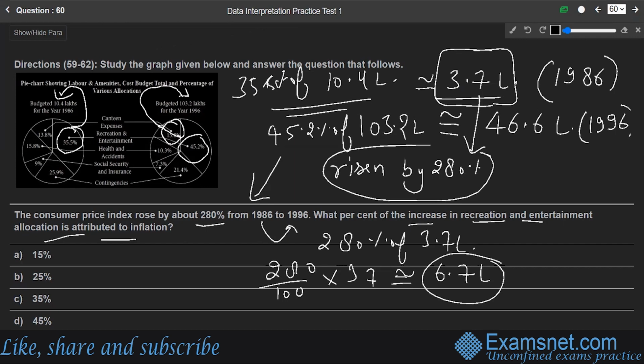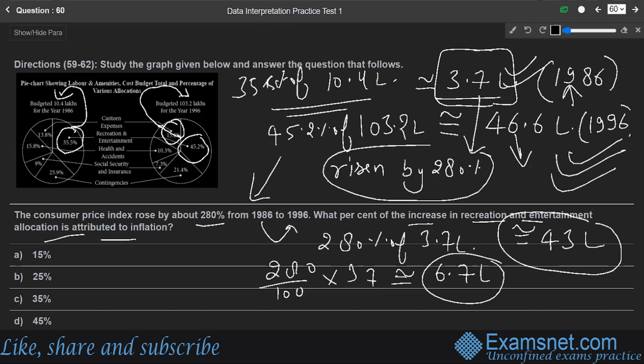Okay, now this is the 6.7 lakh, and let us find out the increase if the consumer price index was not in the picture. That would have been the value of 1996 minus the value of 1986. If we subtract the 1996 and 1986 values, this is 46.6 lakhs minus 3.7 lakhs, which is close to 43 lakhs approximately. So if the consumer price index is not in the picture, there is an increase of 43 lakhs in the entertainment from 86 to 96. If the consumer price index is in the picture, there's an increment of 6.7 lakh. So how much is the contribution of this 6.7 lakh in the 43 lakh? That's the question.